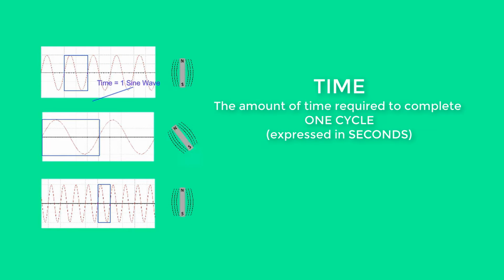The term time is used to identify how long it takes to complete one cycle. A time expression is used to identify how long it takes for one complete rotation of the generator. Time, as it relates to frequency, is expressed in seconds.